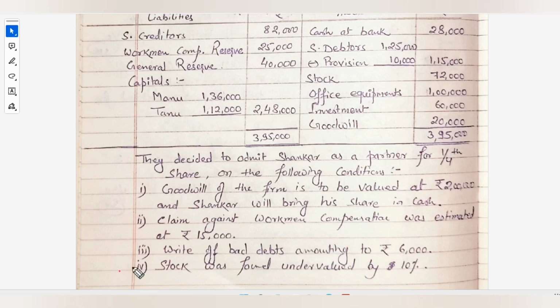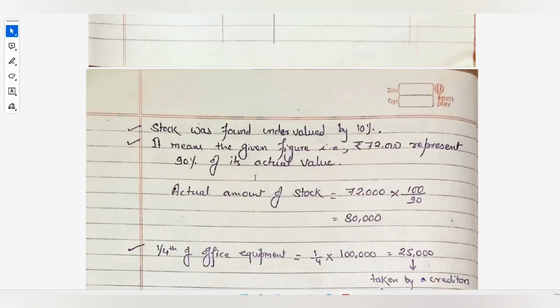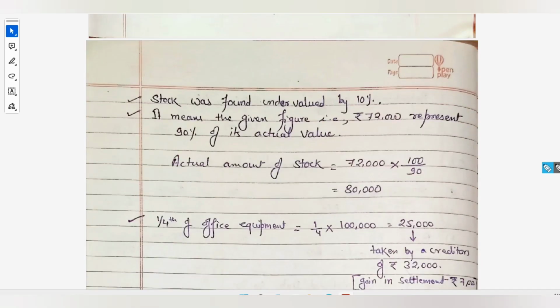Now move to the fourth point. Stock was found undervalued by 10%. Undervalued, always remember, means the amount of asset written on the asset side is less than the amount it actually is. So I have made some calculation over there for this point.